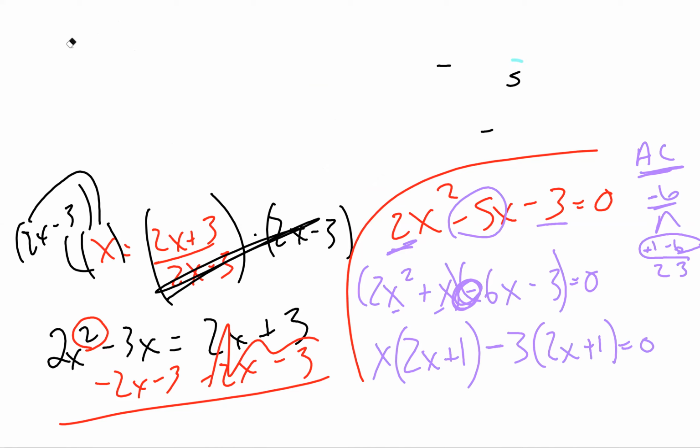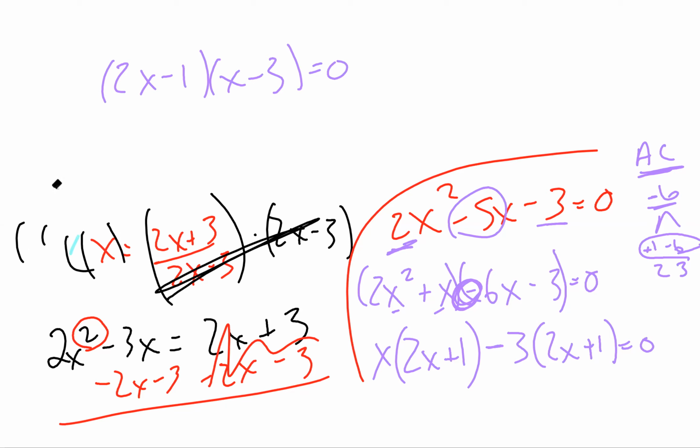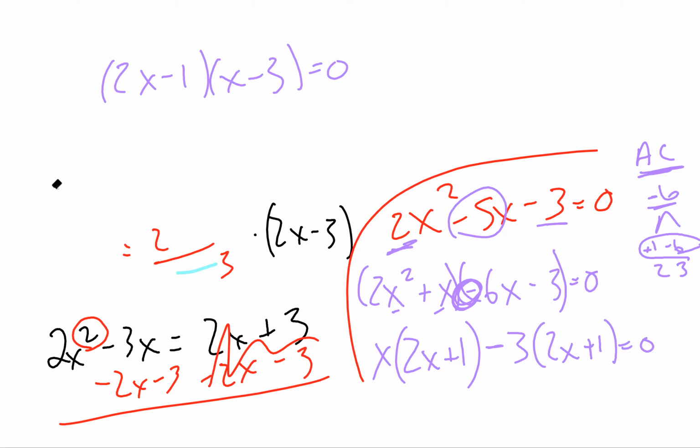Okay, so what this gives me is 2x minus 1 times x minus 3 equals 0. And then I know that since I'm trying to solve for x, I will have to take each of these teeny tiny pieces and set them equal to 0. So that means 2x minus 1.